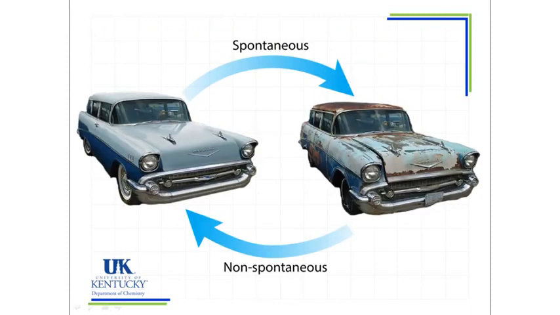So what do we mean by spontaneous? This means the reaction happens alone without outside intervention. If I take a car and leave it outside for many years, I'm going to see that the car is going to rust. This is a spontaneous process. It may not happen very quickly, but it will happen. The reverse of this reaction is non-spontaneous. A car will not go from being rusty to being in perfect condition. That is a non-spontaneous process.